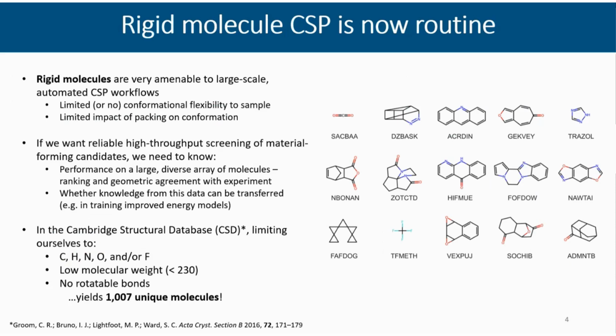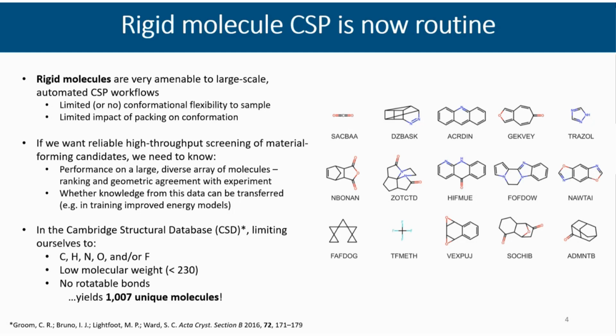So having said this, doing CSP for small rigid molecules is now routine. They're very amenable to large-scale automated workflows because you have little to no conformational flexibility to sample, and also if the molecules are small and rigid, then there's limited impact of the crystal packing on the conformation, so the molecular unit really can be considered as constant.